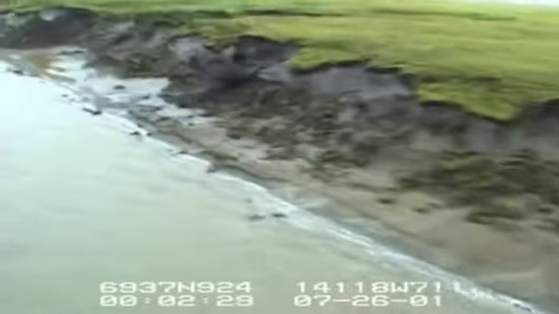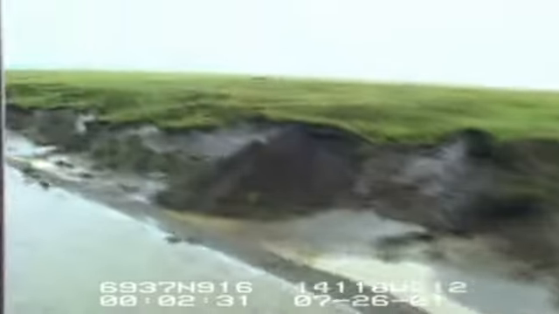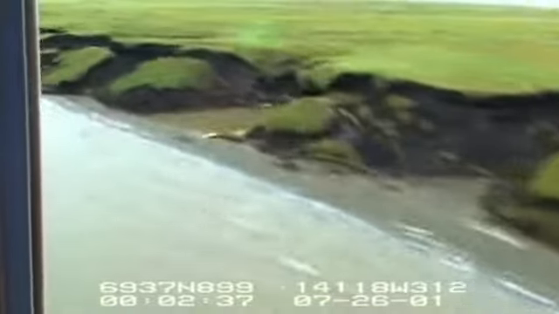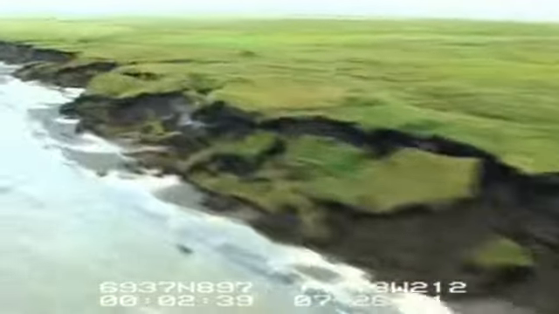It's about 15 meters high. Just enjoy it, isn't it? It's beautiful. There's a beach of fine sands and muds at the base. Large slumped blocks.